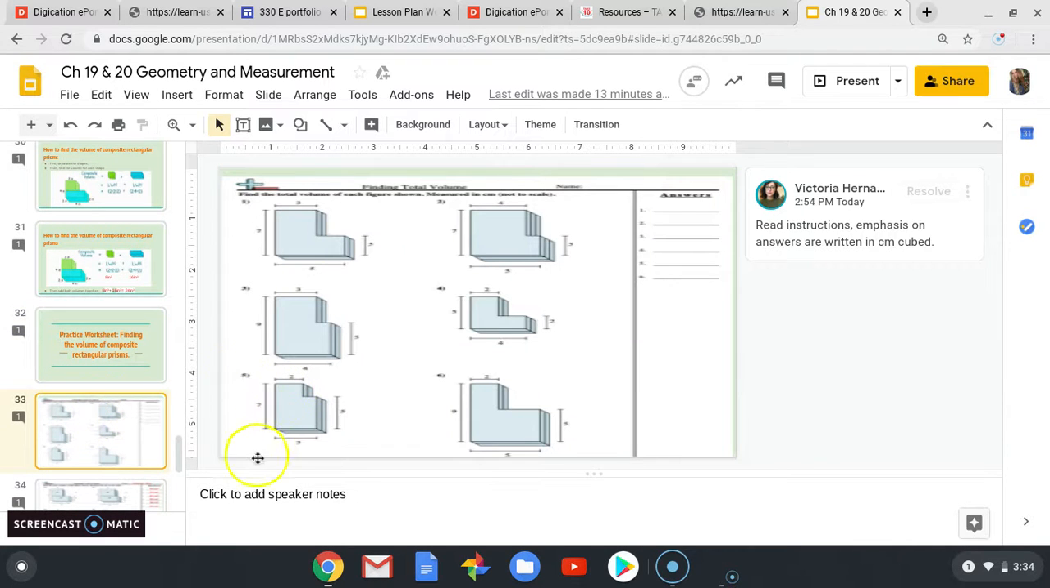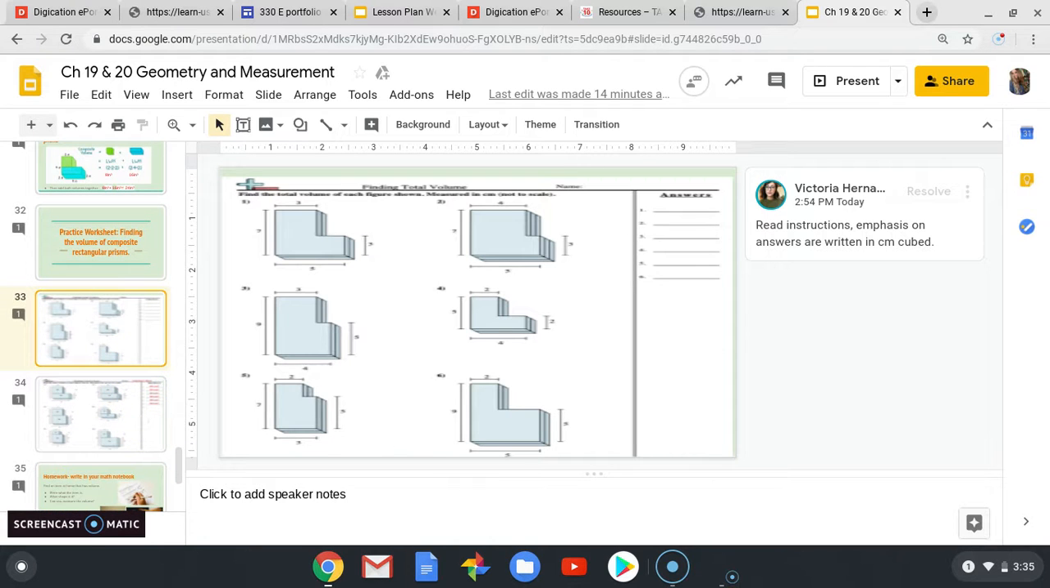I'll have a student help me pass these out again, and you have 6 examples that you need to find. You can write the answers in the right-hand corner and make sure that your answers are written with centimeters cubed at the end. You cannot just put 12 for the answer. It has to be 12 centimeters cubed.